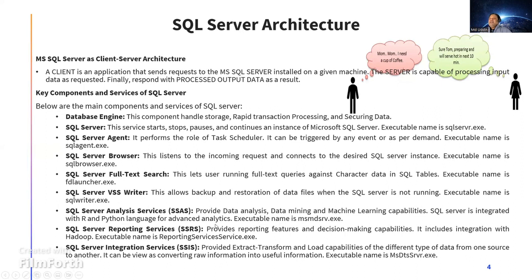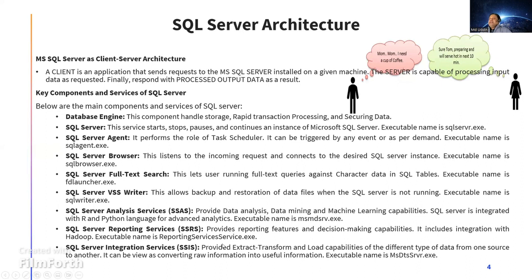SQL Server Reporting Services is basically to provide reports and decision-making capabilities. It includes integration with Hadoop. Hadoop is a database for big data. Have you ever heard of big data? Yes. So Hadoop we use for big data. Big data is where you have more capabilities than servers like SQL or Oracle. And big data can be unstructured. In SQL or Oracle, it is all structured data. But Hadoop can also process unstructured data. Unstructured data means the data is not in the right sequence or right format, but it can still be processed. But Oracle or SQL cannot process unstructured data.